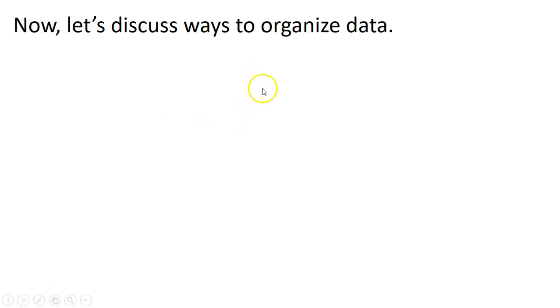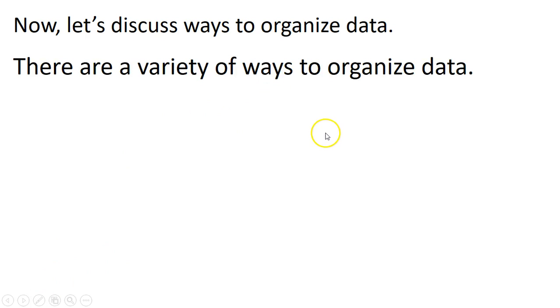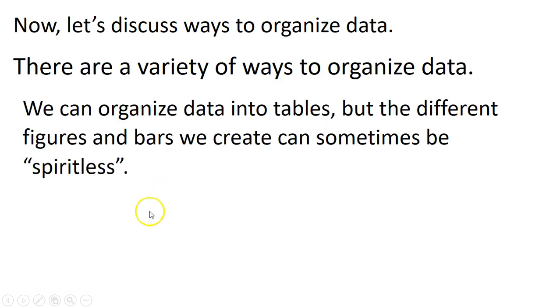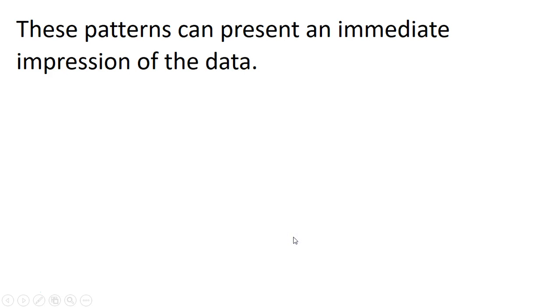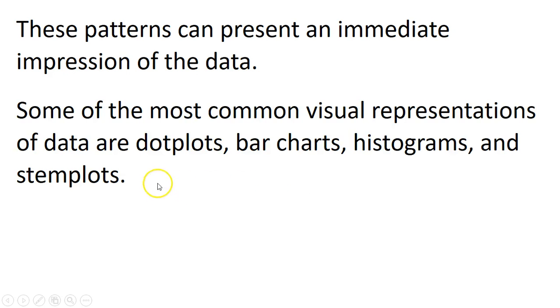So let's now discuss ways to organize the data. There are a variety of ways for us to organize this data. We can organize data into tables, but the different figures and bars we create can sometimes be hard to interpret. Some types of graphical displays are often best for seeing patterns. So if we graph something, you might be able to see visually a little clearer what's happening with your data. These patterns can be present as immediate impressions of what you have.